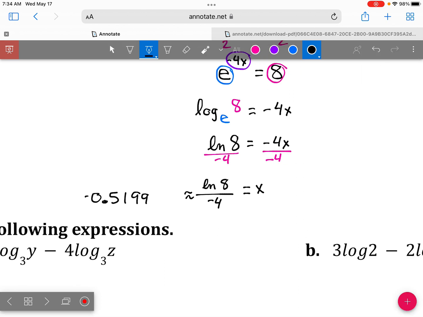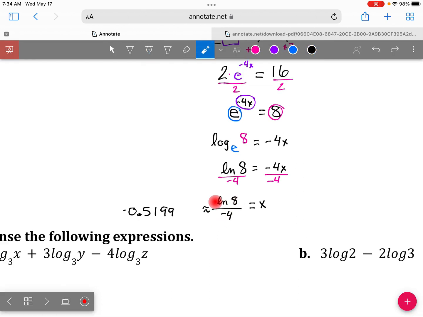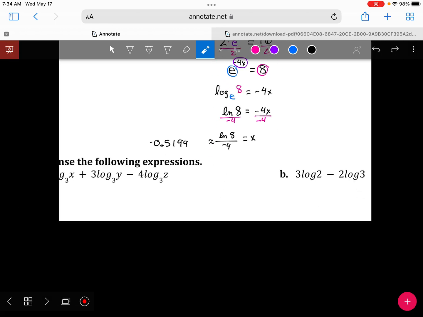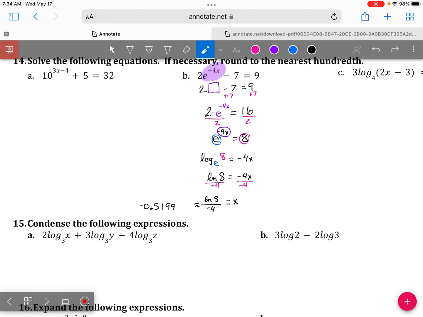So we can leave it in our logarithmic form, which is what I'd call this, or we can get it as a decimal. Read the instructions on tests and stuff, and it'll tell you which one we expect. There might be times when you're expected to do both. Questions on that one?